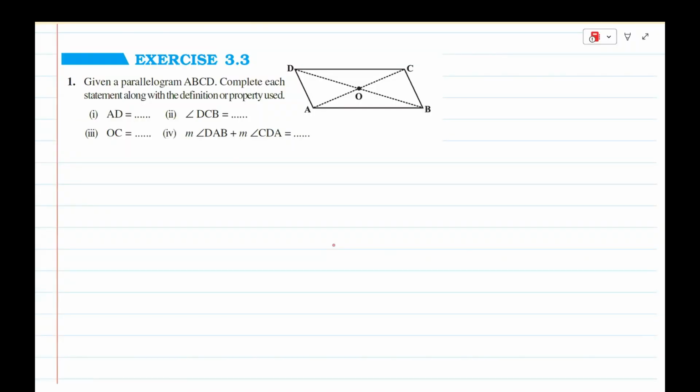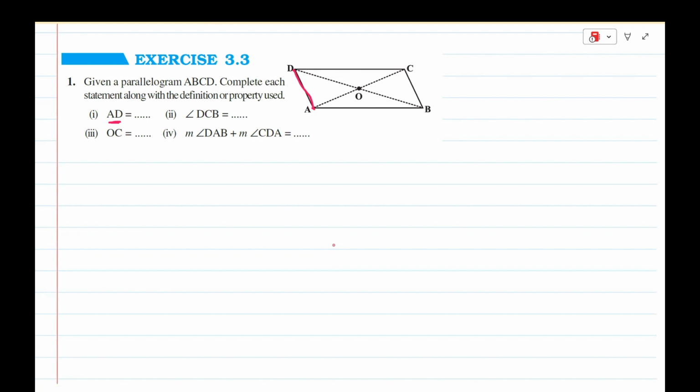So we have studied the concept. Let's do the first question of the exercise. What does it say? Parallelogram ABCD, complete each statement along with the definition or property used. First one, AD, correct? AD is where? This side.